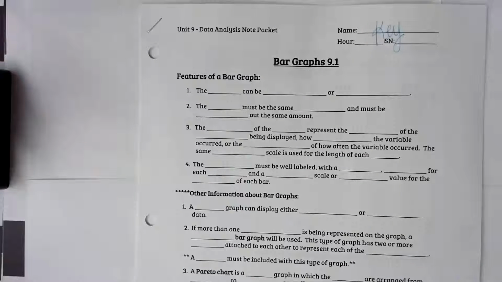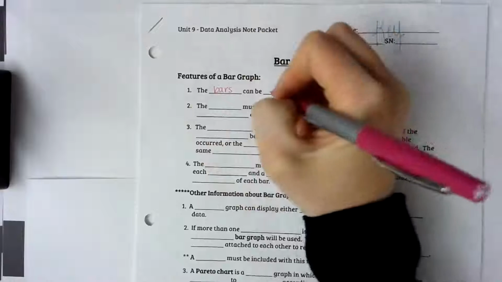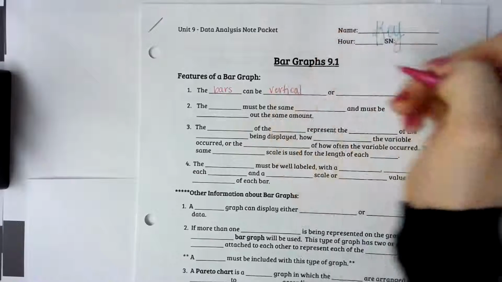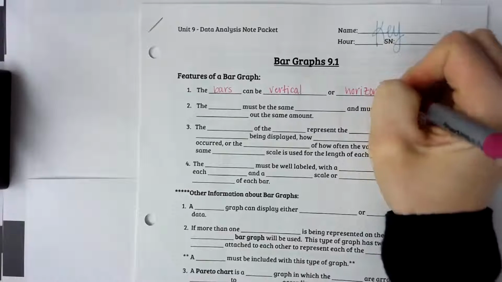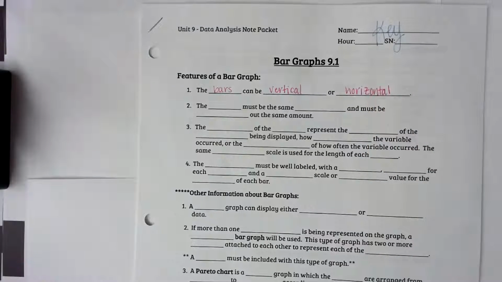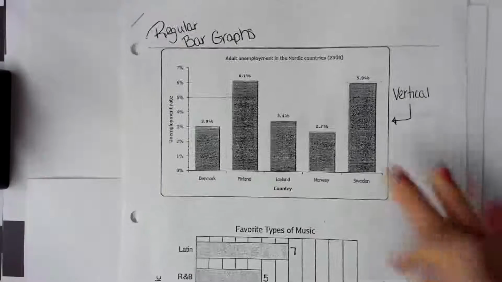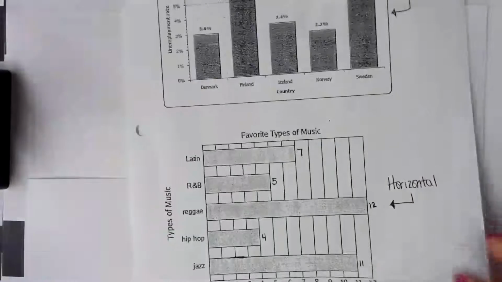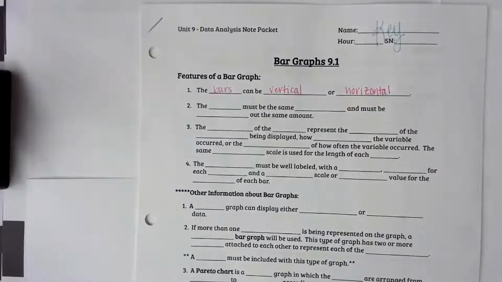Okay, so some features about a bar graph. The bars of a bar graph can either be vertical or horizontal. So you should have picked up this paper as well. So here are the regular bar graphs. So this is an example of the vertical, and then down here is the example of the horizontal. And we're going to kind of label this, and I'll talk about that in a minute.